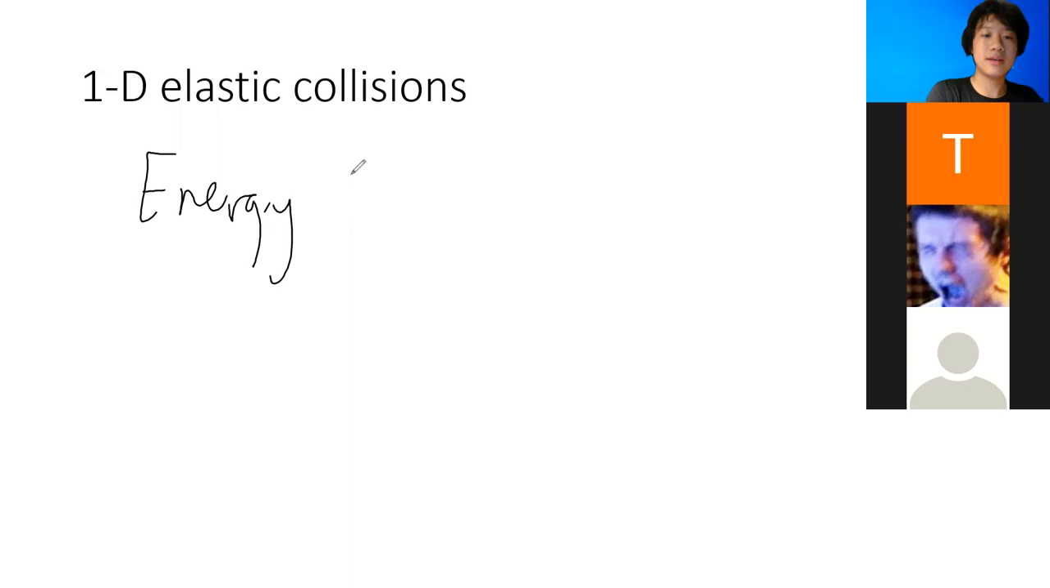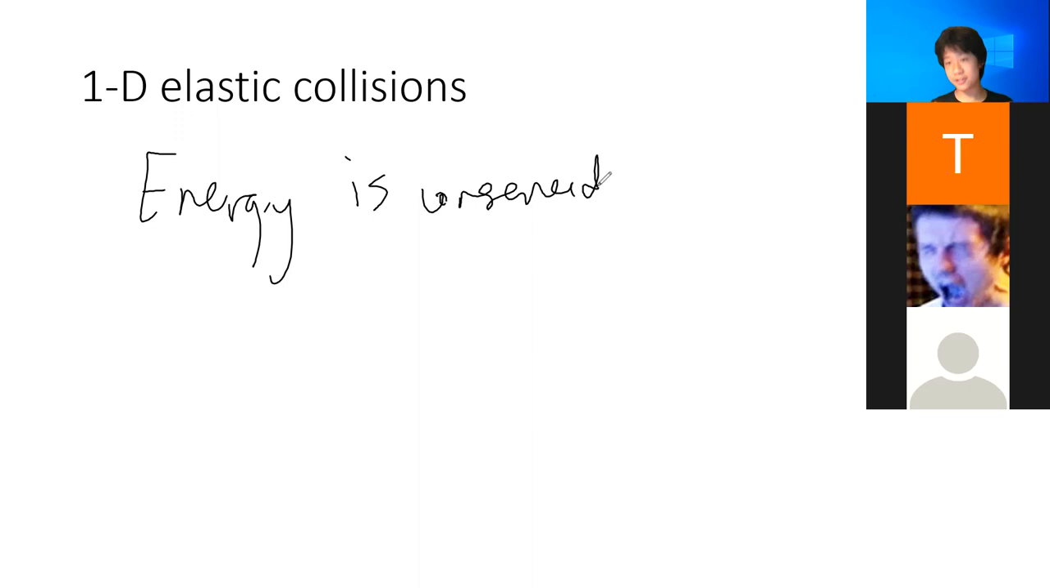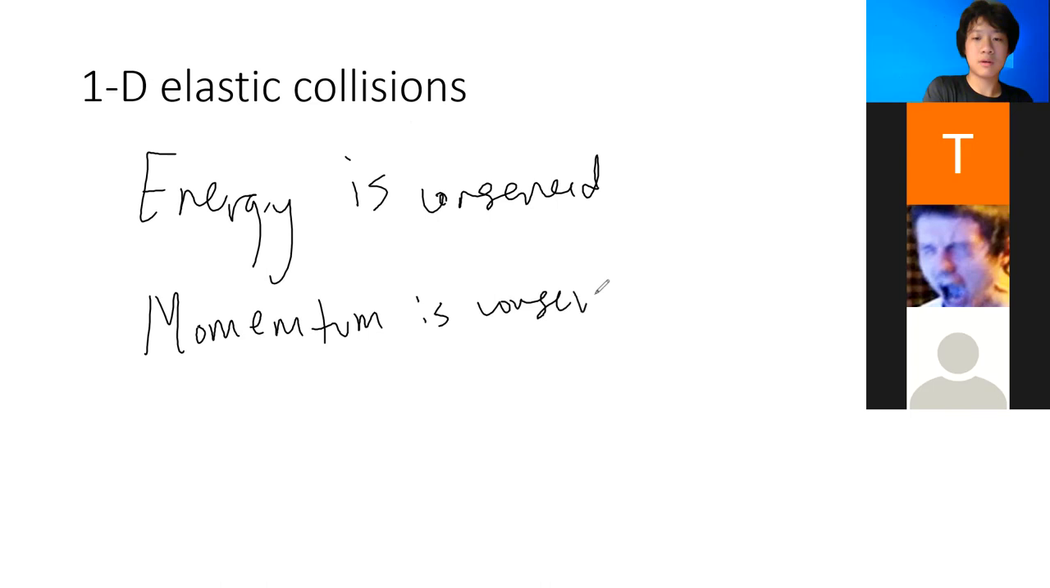Unlike inelastic collisions, elastic collisions conserve energy. Energy is conserved, okay? Because when they collide, there's no friction. There's no way that heat can ever be generated. So energy is conserved in an elastic collision. And just like the inelastic collisions, momentum will always be conserved. Because with any kind of collision, if there's no external force acting, then momentum has to be conserved, right? There can't be a change in their momentum.